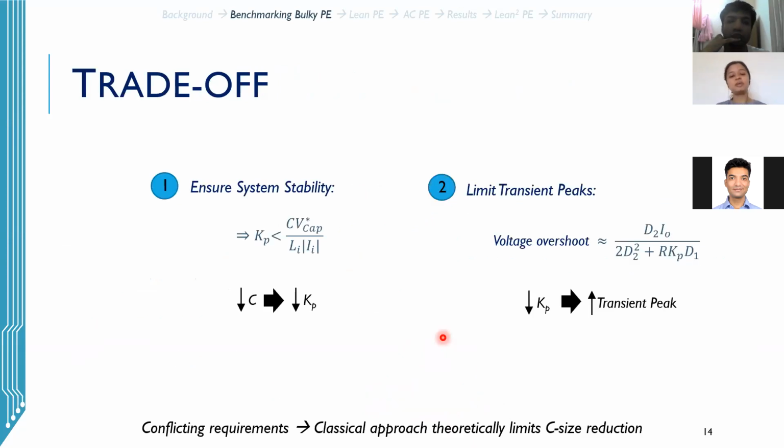So if we bring these two equations together, we find that on the one hand, in order to have a stable system for small capacitor values, our Kp has to be smaller. But the trade-off is that the transient peaks will be higher and higher. So we can see that there is a theoretical limit to how much we can reduce the size of the capacitor for high performance applications.